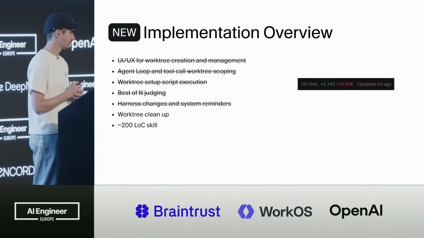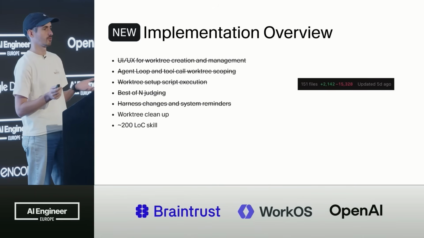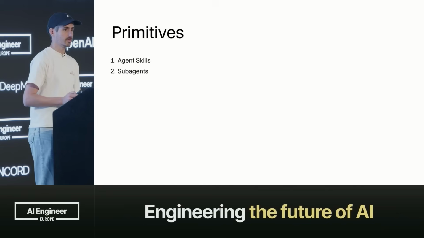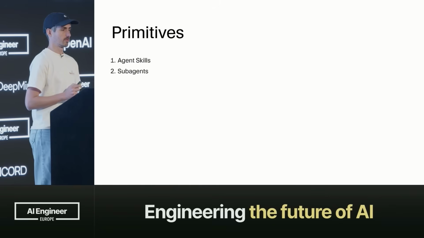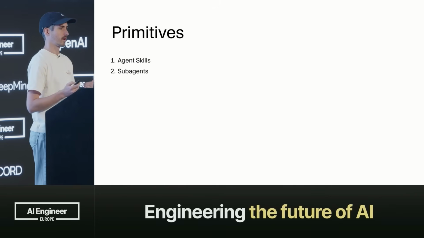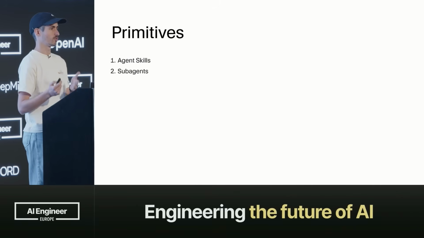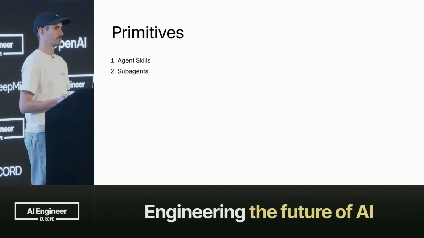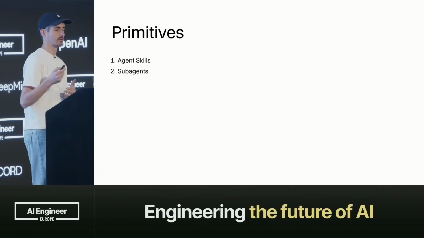be talking about today. So how were we able to replace an entire feature with a skill? We decided that there are two primitives that we could use to effectively allow Cursor users to use worktrees by simply leveraging two primitives. One is agent skills, and the other is subagents.